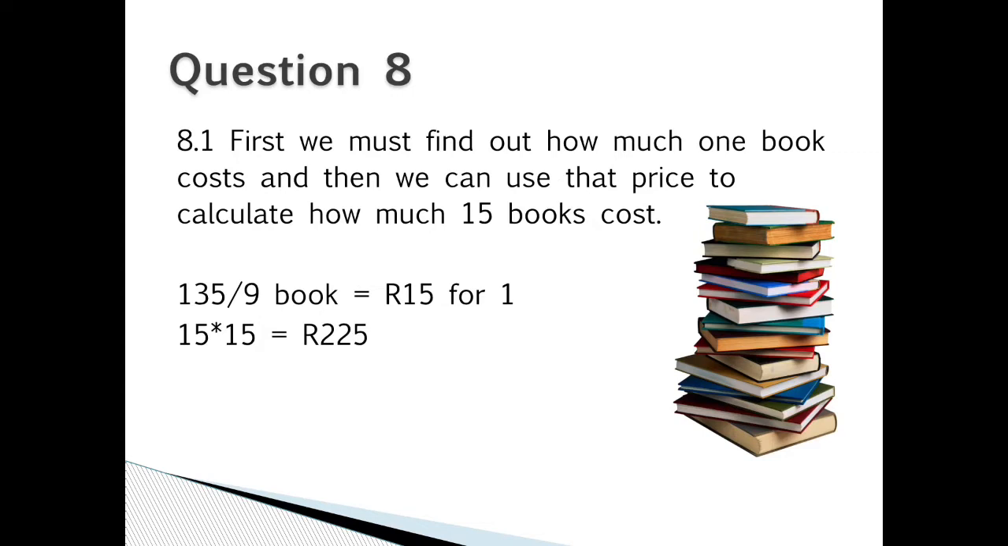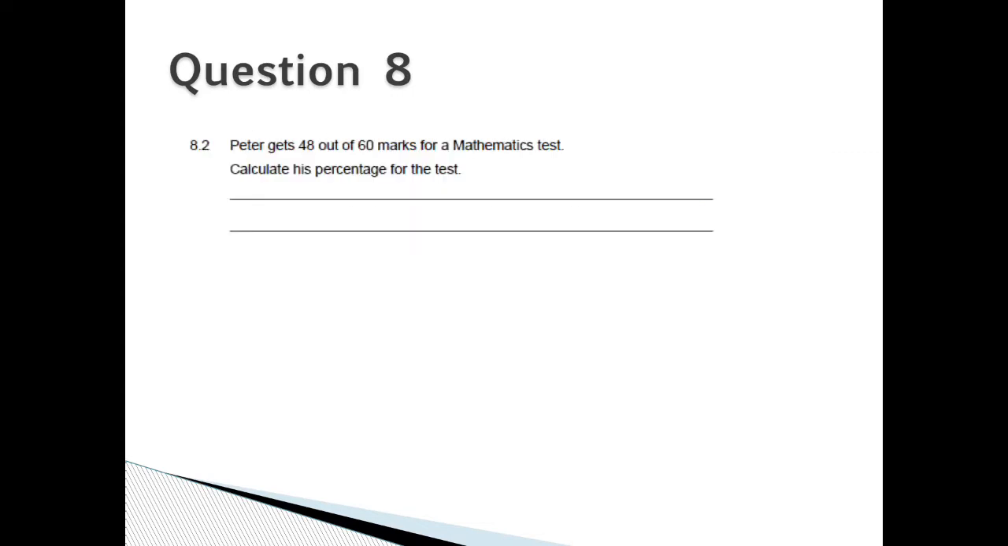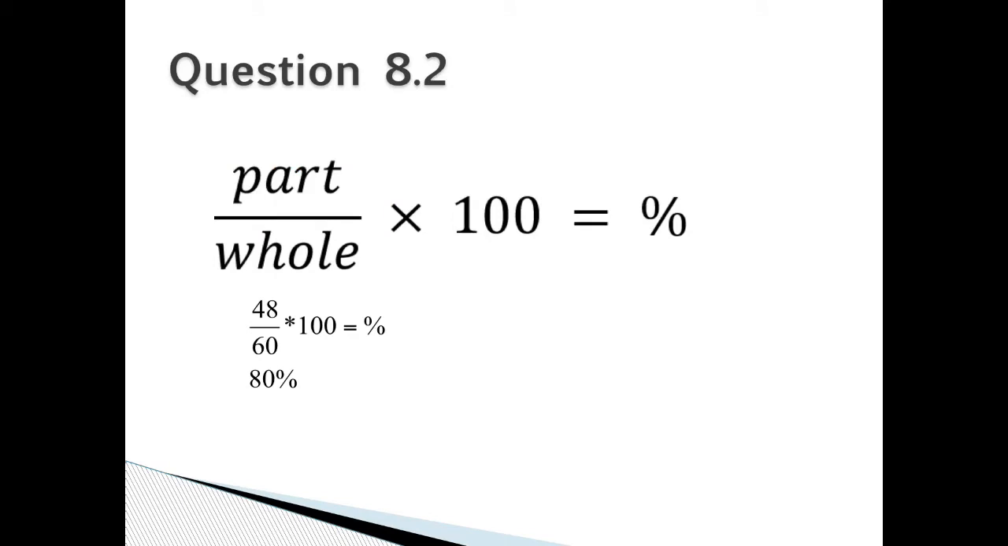225 Rand. Question 8.2. Peter gets 48 out of 60 marks for his maths test. Calculate his percentage for the test. When we want to calculate a percentage, we take the part divided by the whole and multiplied by 100 to give us the percentage. So 48, the marks you received, divided by 60, the whole, multiplied by 100 is equal to the percentage. In this case, 80%.